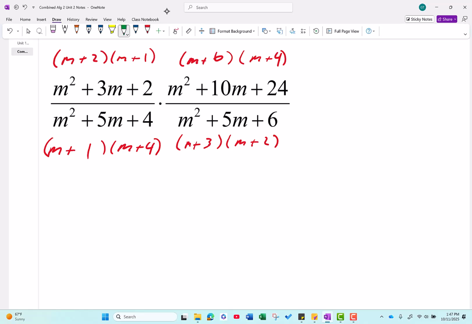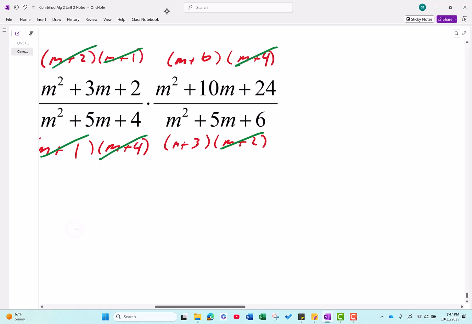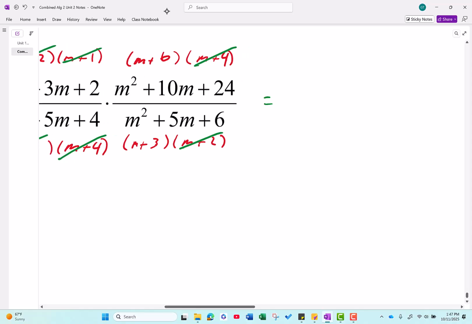Now, I can take a look. I got m plus 2 down here, m plus 2 up there. I got m plus 1 there, m plus 1 there. I got m plus 4 here, m plus 4 there. And the only thing I got left over are those two terms. So I get m plus 6 over m plus 3.